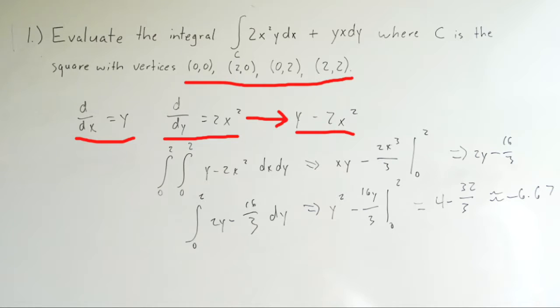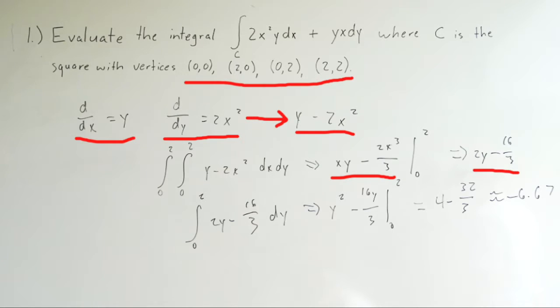And then you have to integrate that expression. So the boundaries are from 0 to 2 in both directions because that's the region that we were given. It was a square. And so you first take the integral with respect to x, which gives you xy minus 2x to the third over 3, and you evaluate it from 0 to 2, which gives you 2y minus 16 over 3.